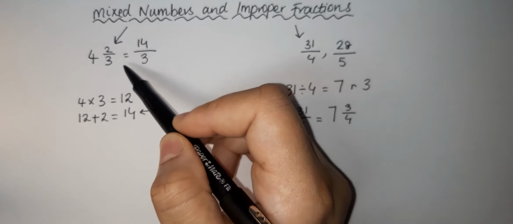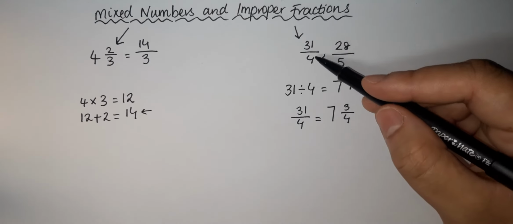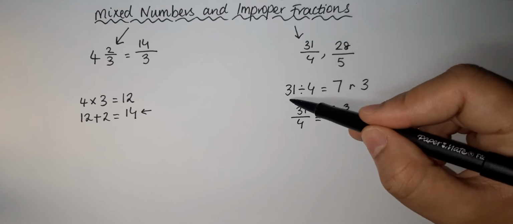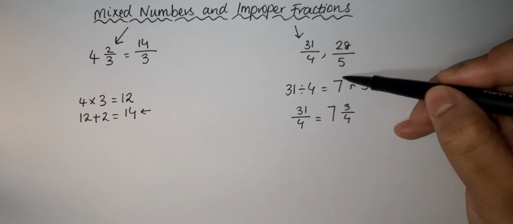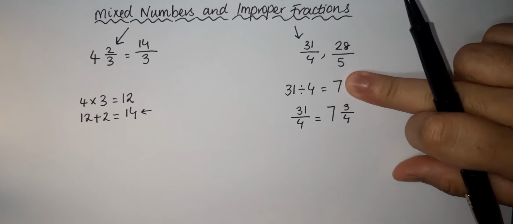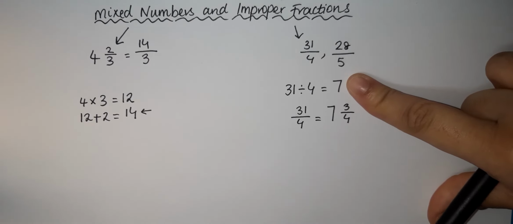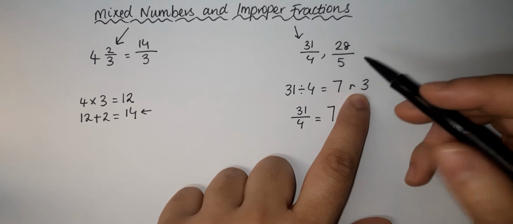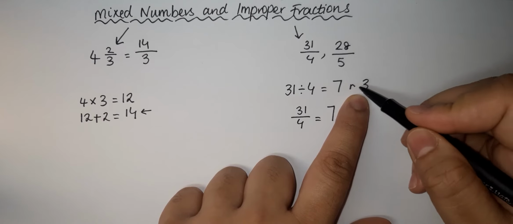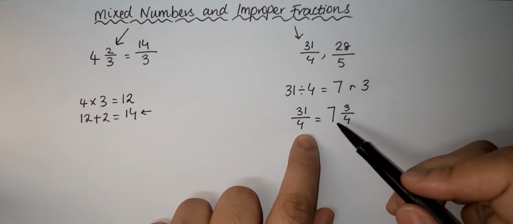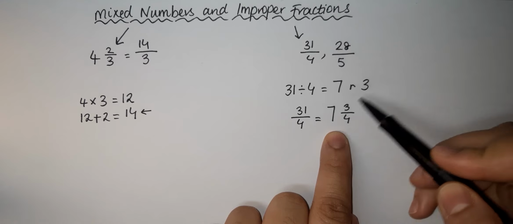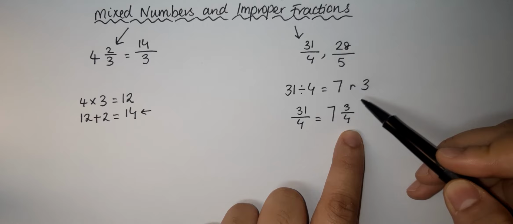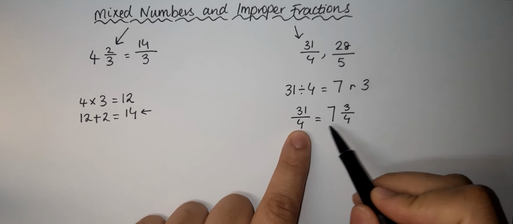Here we've got 31 over 4, and we can rewrite it as 31 divided by 4, and we would get 7. So we do 31 divided by 4, which gives 7, and we're left over with 3, because 28 plus 3 is 31. Then we've got 7 as the integer, and 3 as the leftover over 4. So that's what we do. See here, the denominator doesn't change.